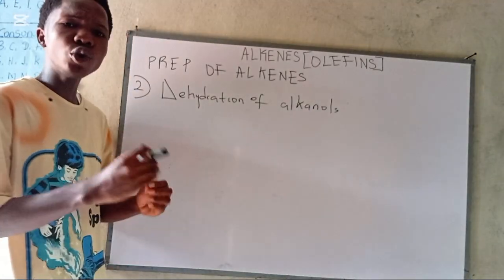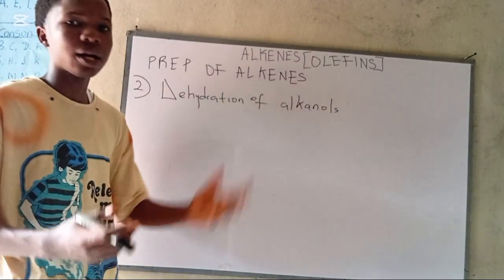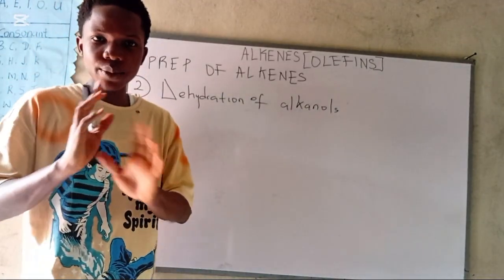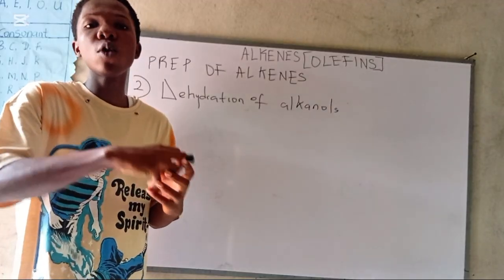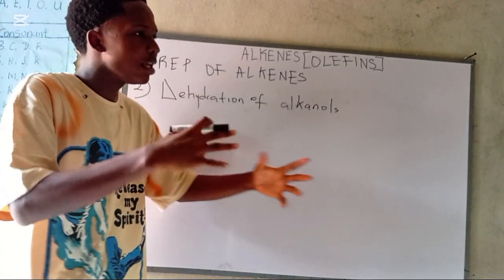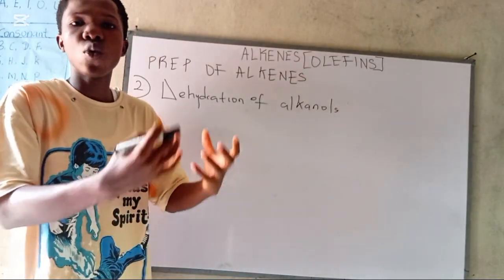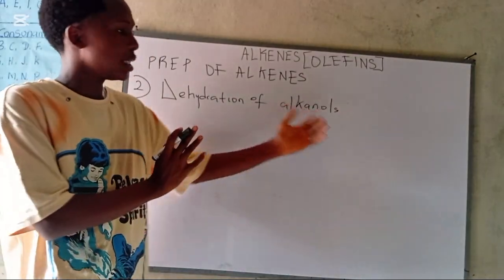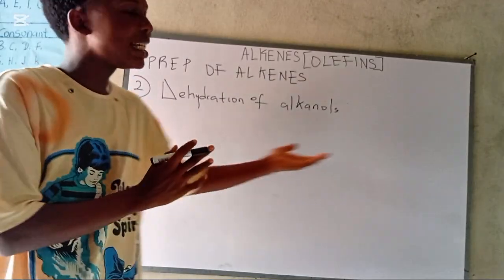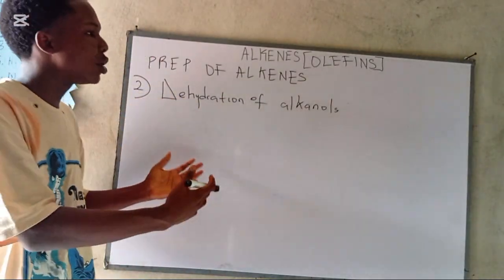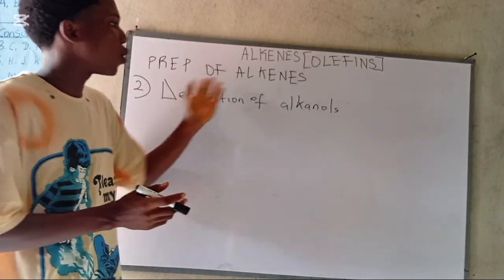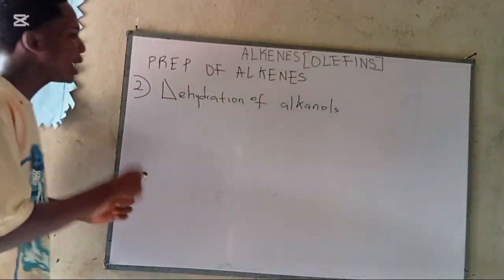Now, what do we mean by dehydration of alkanols? We mean the removal of a water molecule. It's as simple as that. The removal of a water molecule from the alkanols. Now, before we move into this, we have to draw the structure of the alkanols, the general structure. And we have to represent this in a formula so that we can input any compound and give us the corresponding alkenes. Alright? So now, let's dive into it.